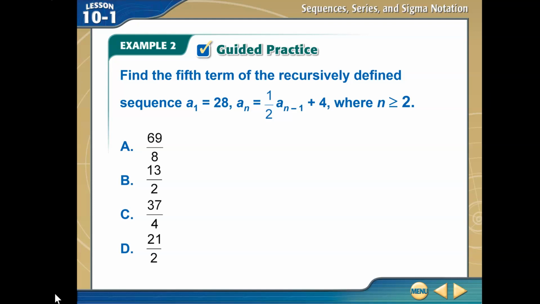Now the answer for this question is 37/4. Okay, again simple thing is n values are given, you substitute this n value over here, you will get the fifth term, and that was a kind of review.